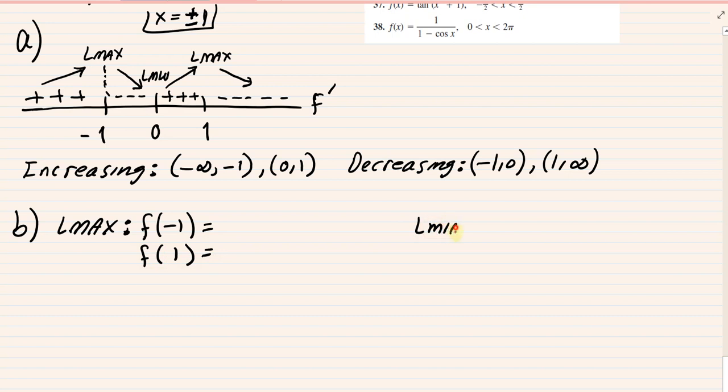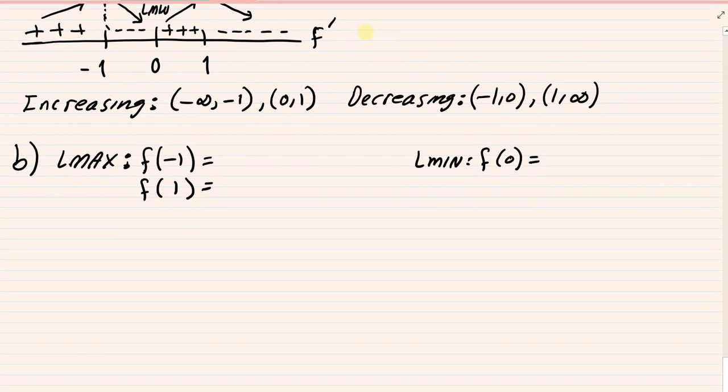The local min, there's only one local min. It's going to be f at 0. Remember, these extrema are the values of the function, the y values, in other words. So I'm going to plug -1 into our function. It was negative x to the 4th plus 2x squared plus 1. And f at 1 would be negative 1 to the 4th plus 2 times 1 squared plus 1.